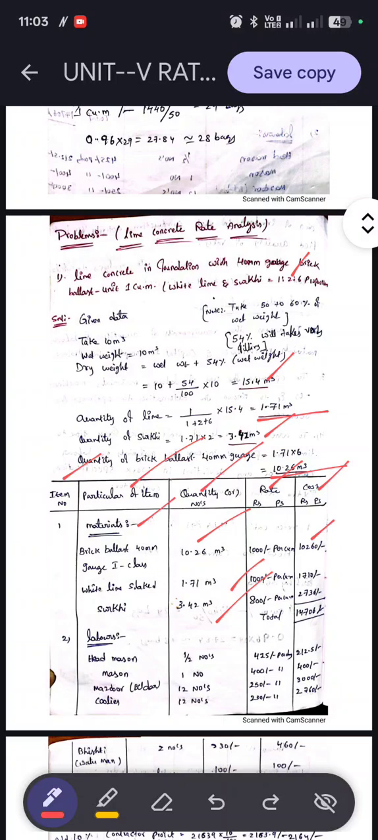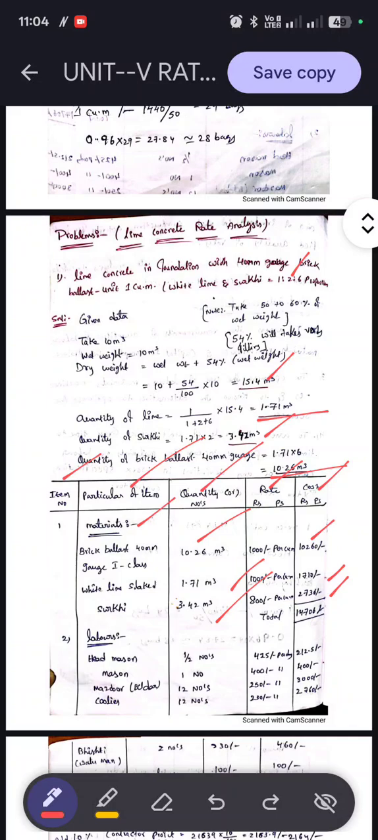Now the value is 10,260 rupees. Next, white lime. White lime quantity is 1.71 cubic meters and the rate is 1000 rupees per cubic meter. So 1.71 into 1000 is 1710 rupees. Next, suriki. Suriki quantity is 3.42 cubic meters and the rate is 800 per cubic meter, so 3.42 into 800. Now the value is 2736 rupees.